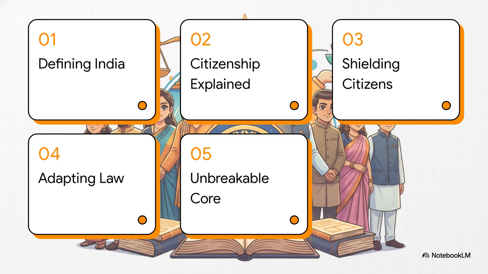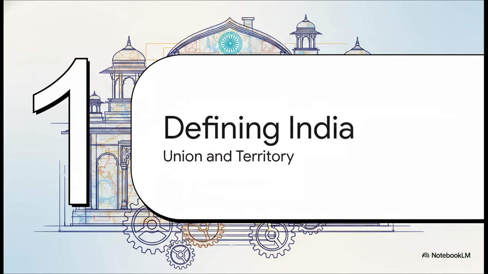Okay, let's quickly run through our agenda. First, defining India, union, and territory. Second, who belongs, citizenship explained. Third, shielding citizens with fundamental rights. Fourth, adapting law through constitutional amendments. And finally, the unbreakable core, the basic structure doctrine. Let's get into it. Section 1.